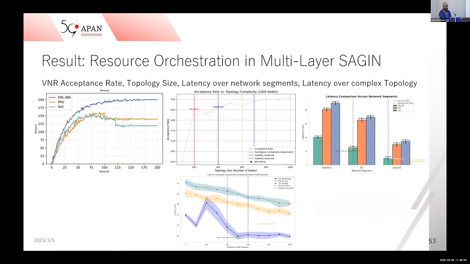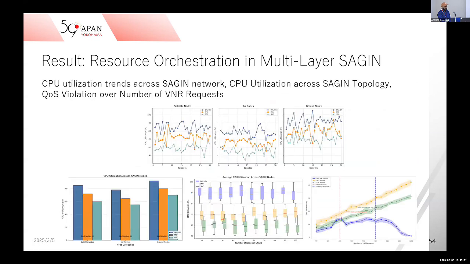Last but not least, in the last result section, we provided results using VNR acceptance rate, topology size, and latency over network segments. These are some of the results for our resource orchestration. These are some of the results about CPU utilization trends across networks, CPU utilization across topology, and QoS violations over the number of VNR requests, showing how many QoS violations we made over the number of VNR requests.